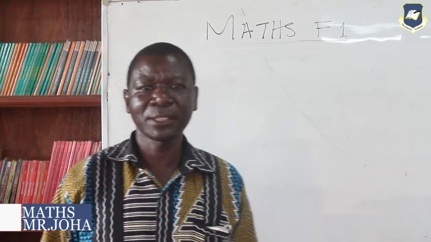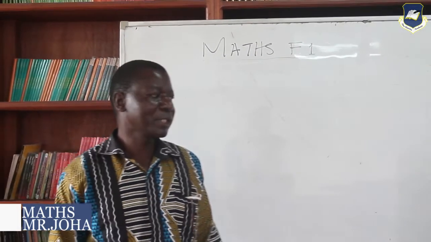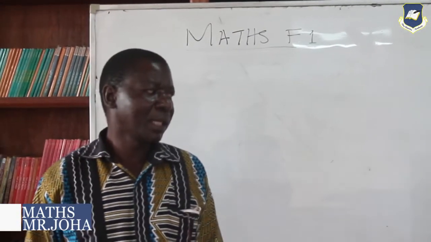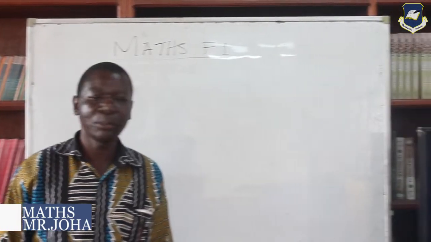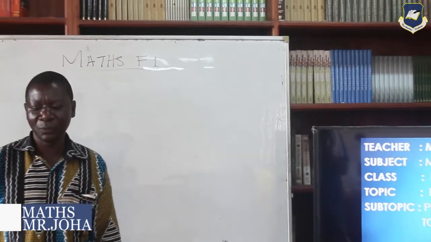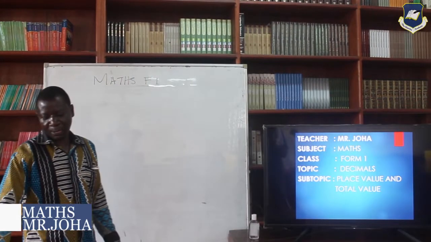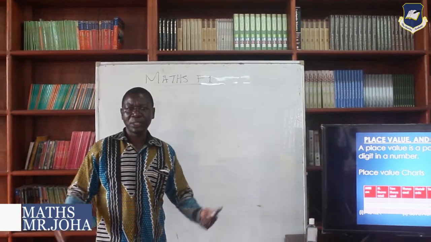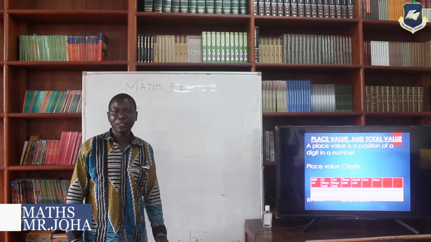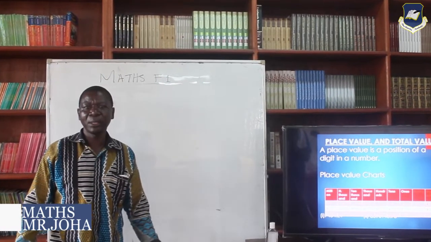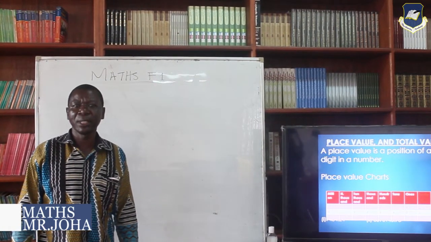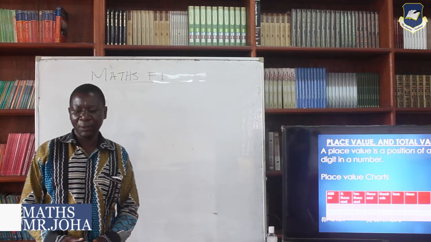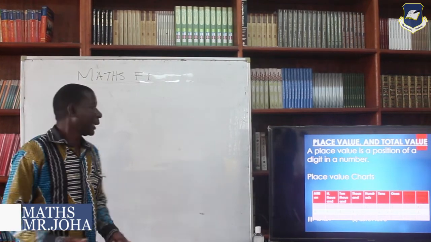It is a continuing class where we already learned about decimals, but we are just continuing from where we left. And today we want to learn about place value and total value. Now, we know that a number is made up of several digits, and some of them may be greater than 1, some of them may be less than 1 in a case of a decimal number.